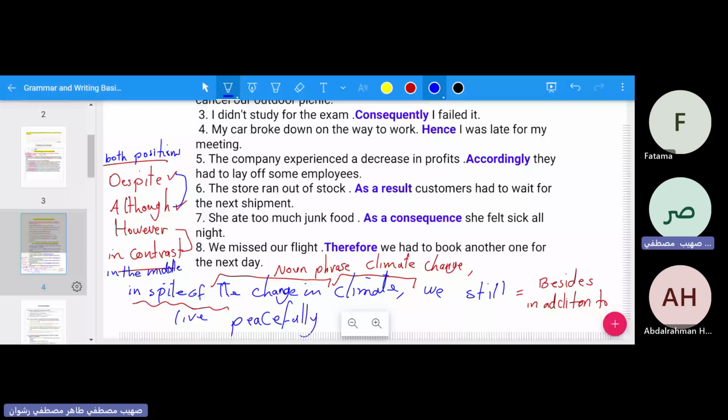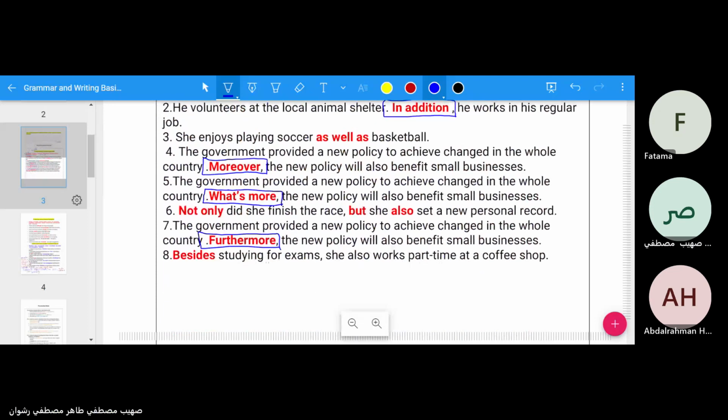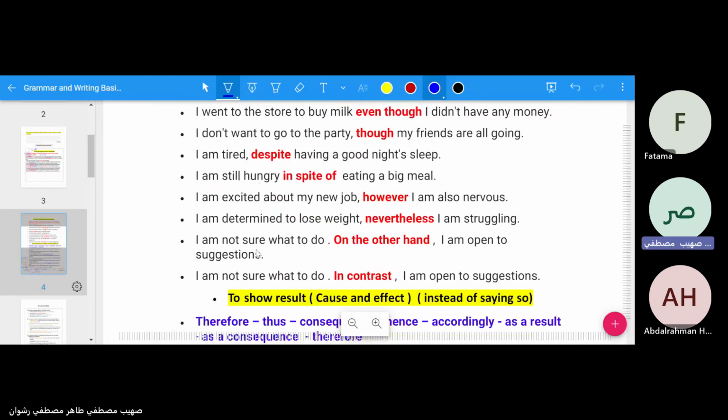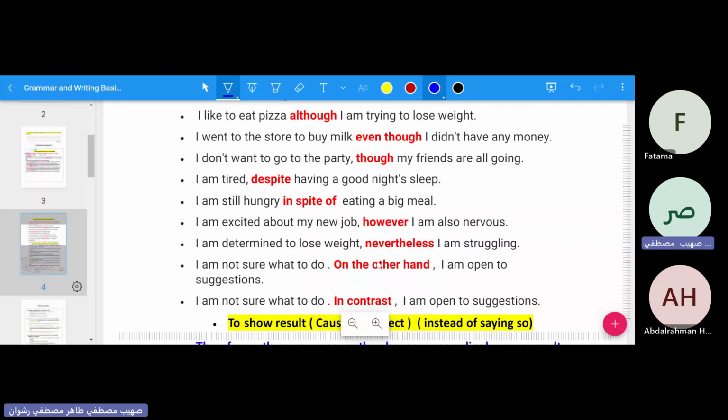Hello, Abdurrahman, can you hear me? Sir, I asked you to explain to me Rule 3 again because it's something that I understand practically, but I can't explain in words. Rule 3? You mean however, nevertheless, on the other hand, and in contrast. Yes, sir.